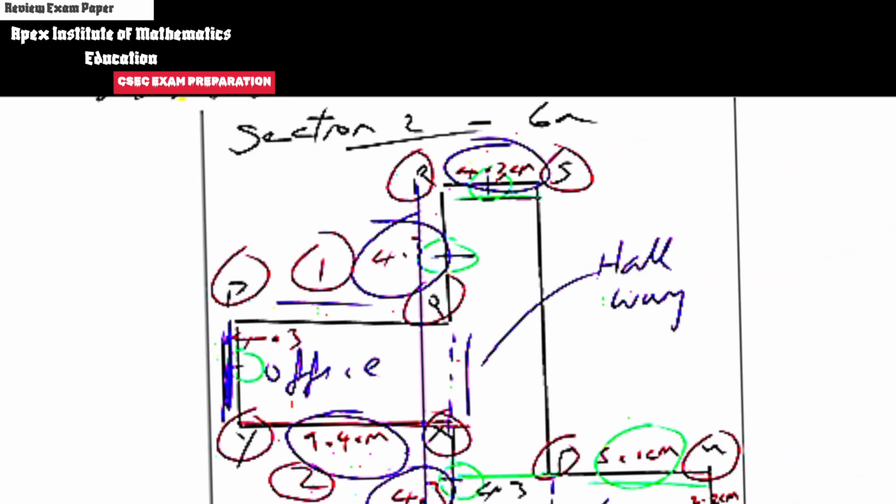Plus, let's go back to our diagram. So we have already calculated PQ. Let's look at how many 4.3s we have. We have this 4.3 right here. That's 4.3 for that side. Plus we have another one up top here. That's 4.3 again. So that's 2. We have another 4.3 to the side right here, so that's 3. We have another one down here, that's 4 as well.